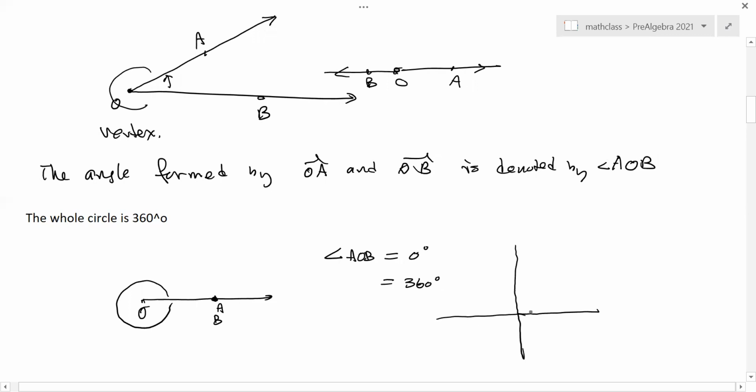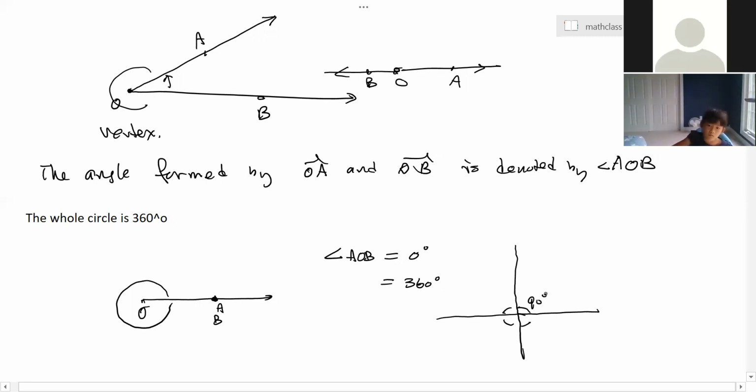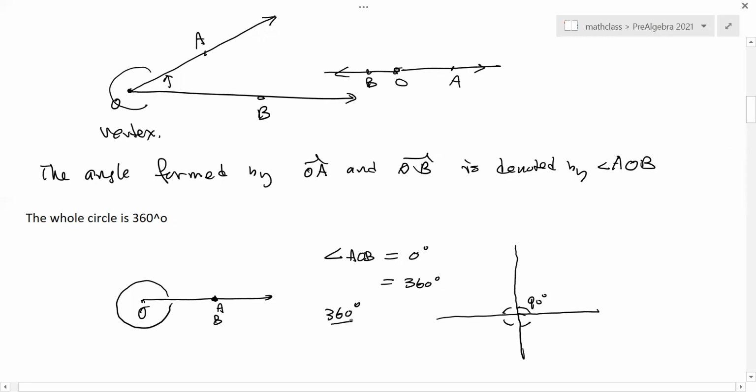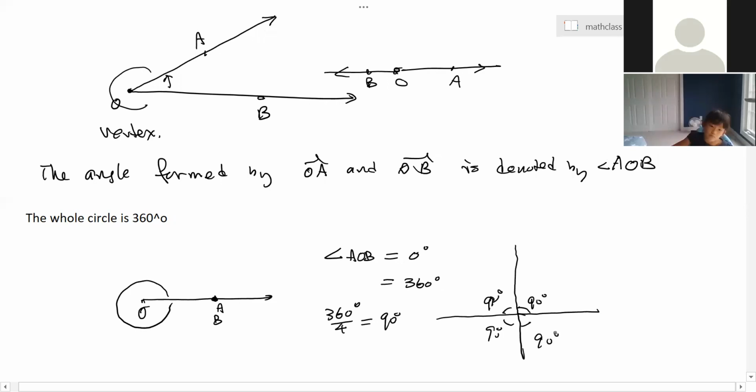Later on you will see this. If you divide the whole circle into 4 equal parts, each of these angles is going to be 90 degrees, because 360 divided by 4 is 90. So it's 90, and then 90, and then 90. All those angles are 90 degrees. So 90 plus 90 plus 90 plus 90 is 360.